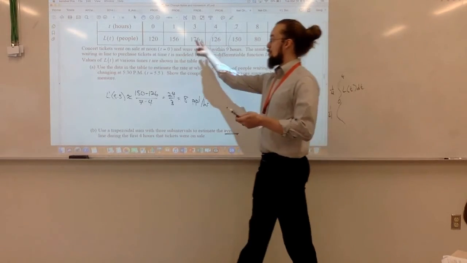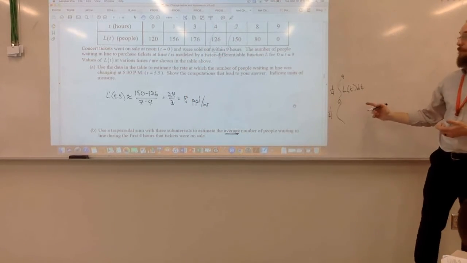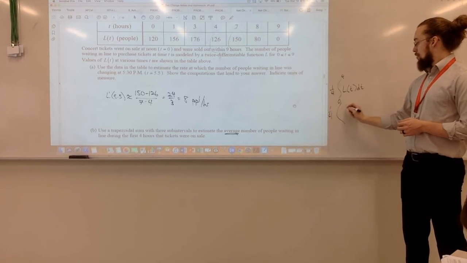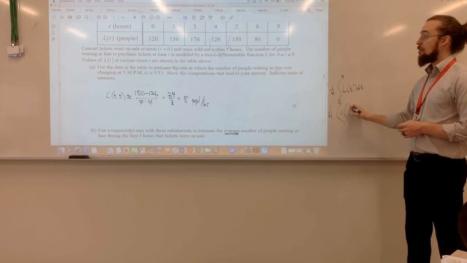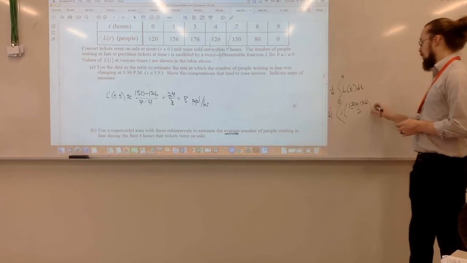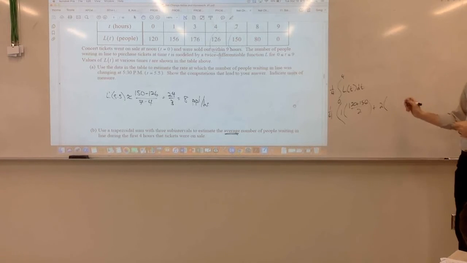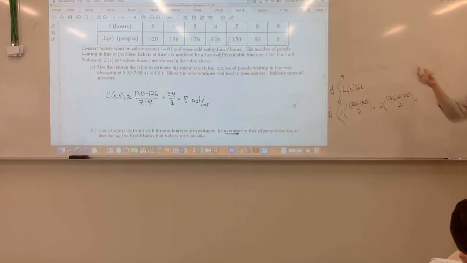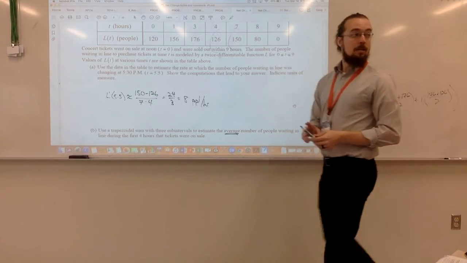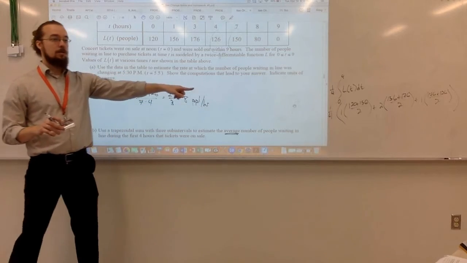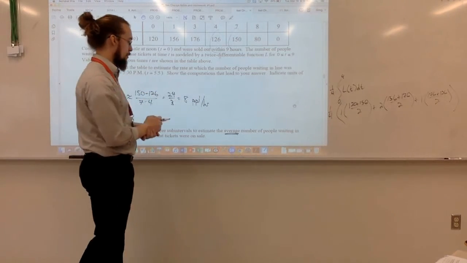So we're going to have 3 trapezoids, right? From 0 to 1, from 1 to 3, and from 3 to 4. So the first trapezoid, my bases are 120 and 156, and my height is 1. So 1 times (120 + 156)/2, plus the height of my next one is 2, the distance between 1 and 3, times (156 + 76)/2, and then the height of my last one is 1. So 1 times (176 + 126)/2. That is 621, and 155.25 if you multiply it by 1/4.